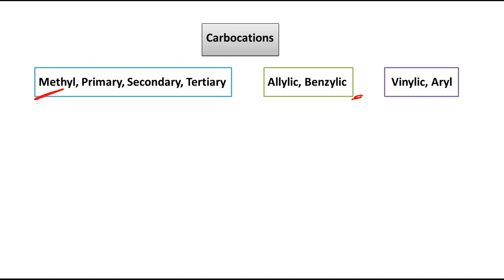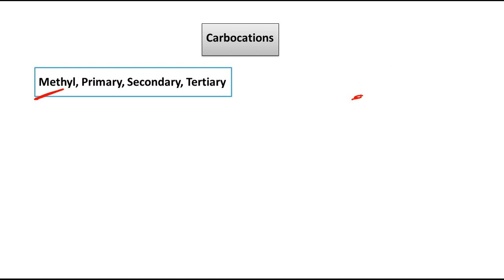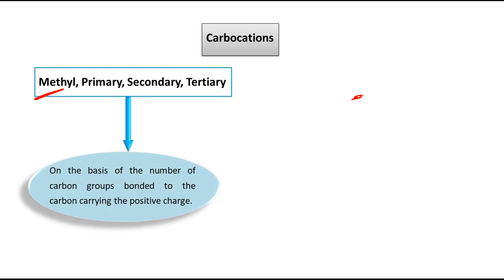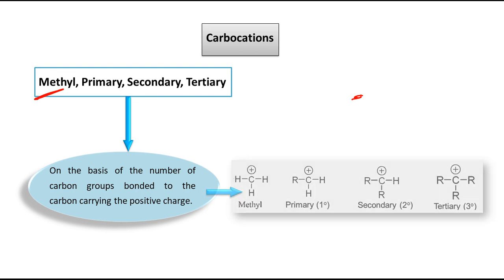Fine. So different types of classification we can do, but first we will focus on this, that is methyl, primary, secondary, tertiary, or you can say 1 degree, 2 degree and 3 degree. This is based on the number of carbon groups bonded to the carbon which is actually carrying the positive charge. The simplest way we can express it, the first one is methyl, because here the carbon carrying the positive charge has no other carbon attached to it. So this is the simplest possibility and we call it methyl.